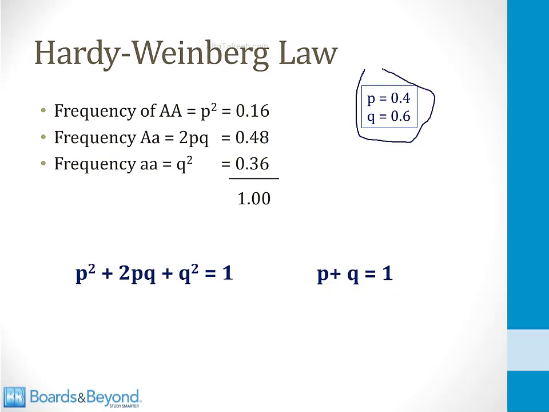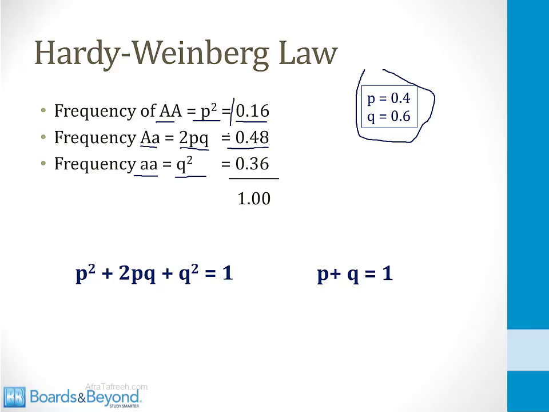Once we know p and q, the Hardy-Weinberg law says that the frequency of two capital A's being found together is p squared. That would be 0.4 times 0.4, which is 0.16, or 16%. The frequency of a capital A and a lowercase a together is 2 times p times q. So that would be 2 times 0.4 times 0.6, which equals 0.48, or 48% of the time. And then finally, the frequency of two lowercase a alleles found together is q squared, and that's equal to 0.6 times 0.6, or 0.36, which is 36% of the time.